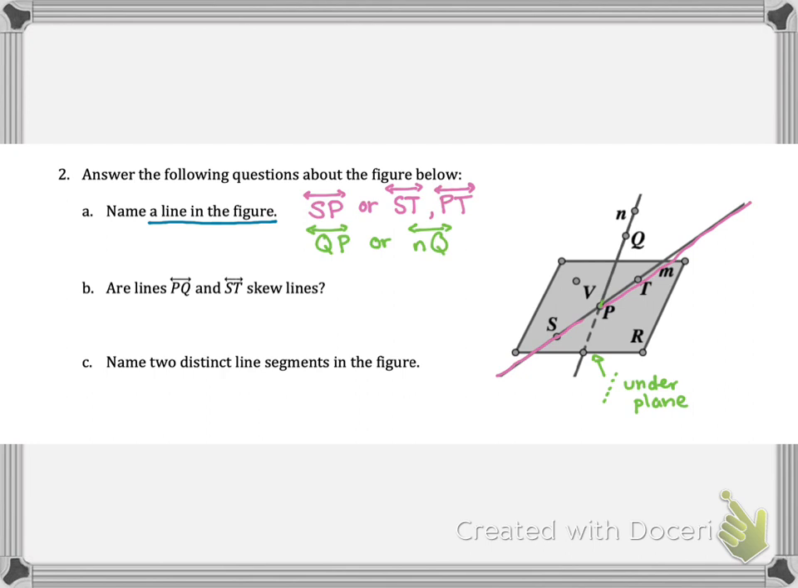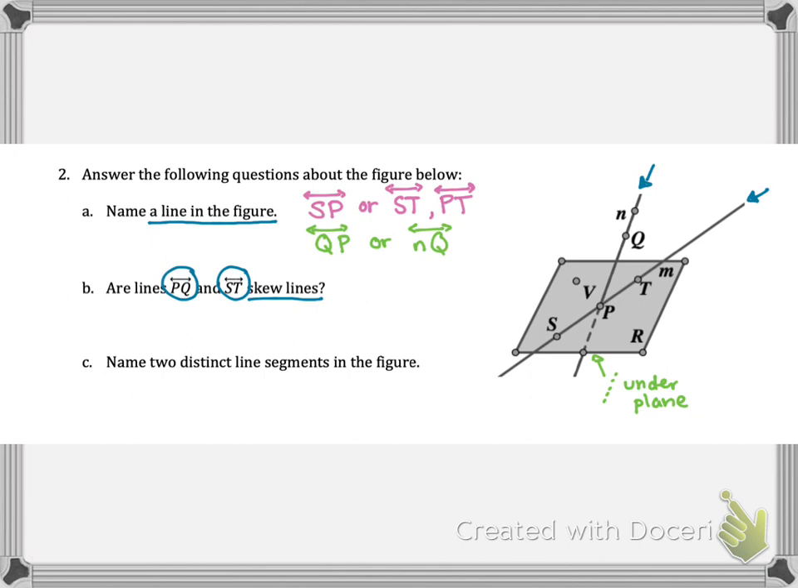So the question for B would be, are the lines PQ and ST skew lines? Okay, so now that we're doing the other 2 lines, I'm going to go ahead and take a look at the picture without any pink or green. PQ, that's this line, and ST, that's this line. We are asking, are they skew lines? So go back to your definition of skew lines. Skew lines are lines that are not in the same plane.